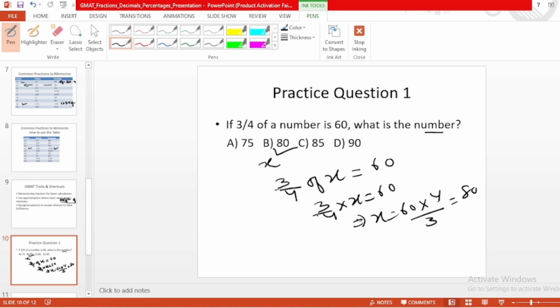Fine. This you can directly do without using x or algebra. You can say the answer is 60 divided by 3 by 4, so it is again 80. So we can solve any question with algebra or without algebra. Whatever suits you and gets you a right solution, you may solve with that method. These are very easy or basic questions, but even in harder questions, you can use it.